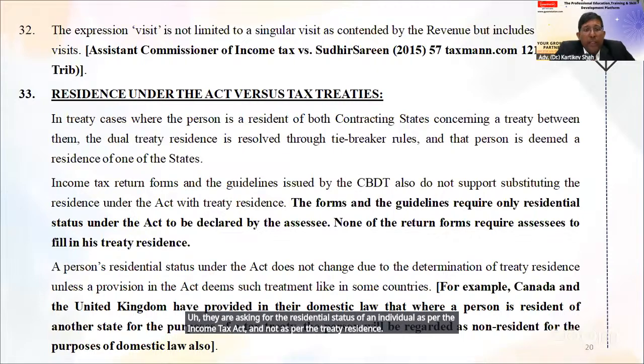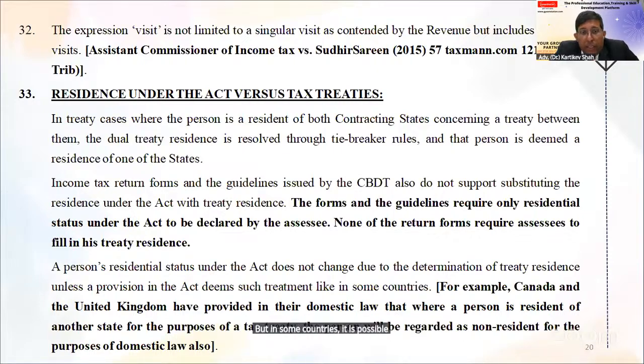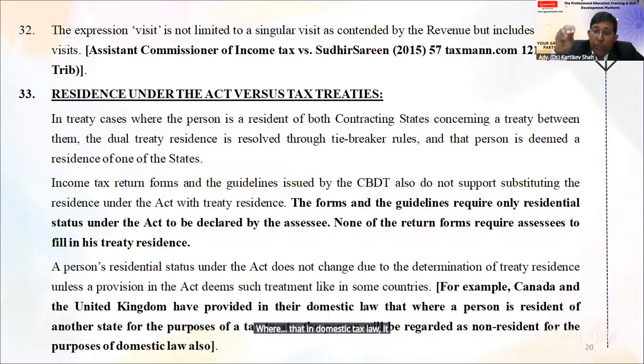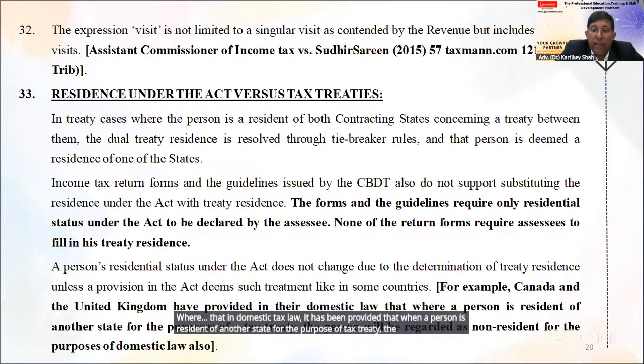But in some countries, it is possible that they avoid the local domestic taxation law and follow the treaty residence criteria. Like in Canada and the United Kingdom, domestic tax law provides that when a person is resident of another state for the purpose of the tax treaty, the person will be regarded as non-resident for the purpose of domestic law.